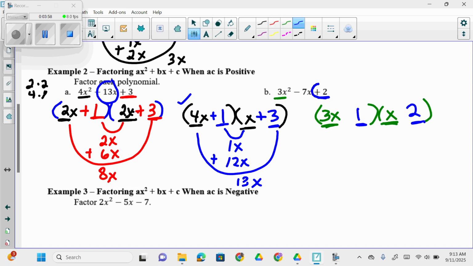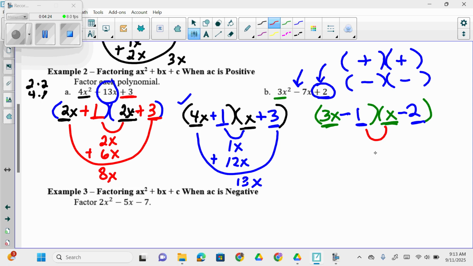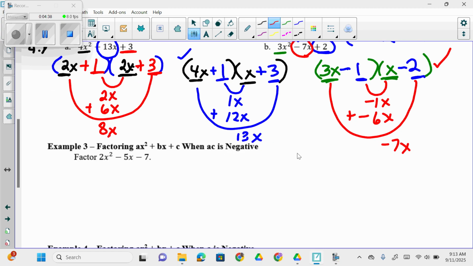Now, here's your clue. When the last number is positive, when you see a plus, that means your signs inside the parentheses are going to be the same. So they're going to be plus plus, or they're going to be minus minus. So I know my signs are going to be the same, but this time I look over here and I see that they're going to be minus minus. All right, last step, I make a smiley face. I get negative 1x, negative 6x, add it together, negative 7x, which is what I have in the middle. So there's my answer. So I got lucky that time. I got it on the first try.